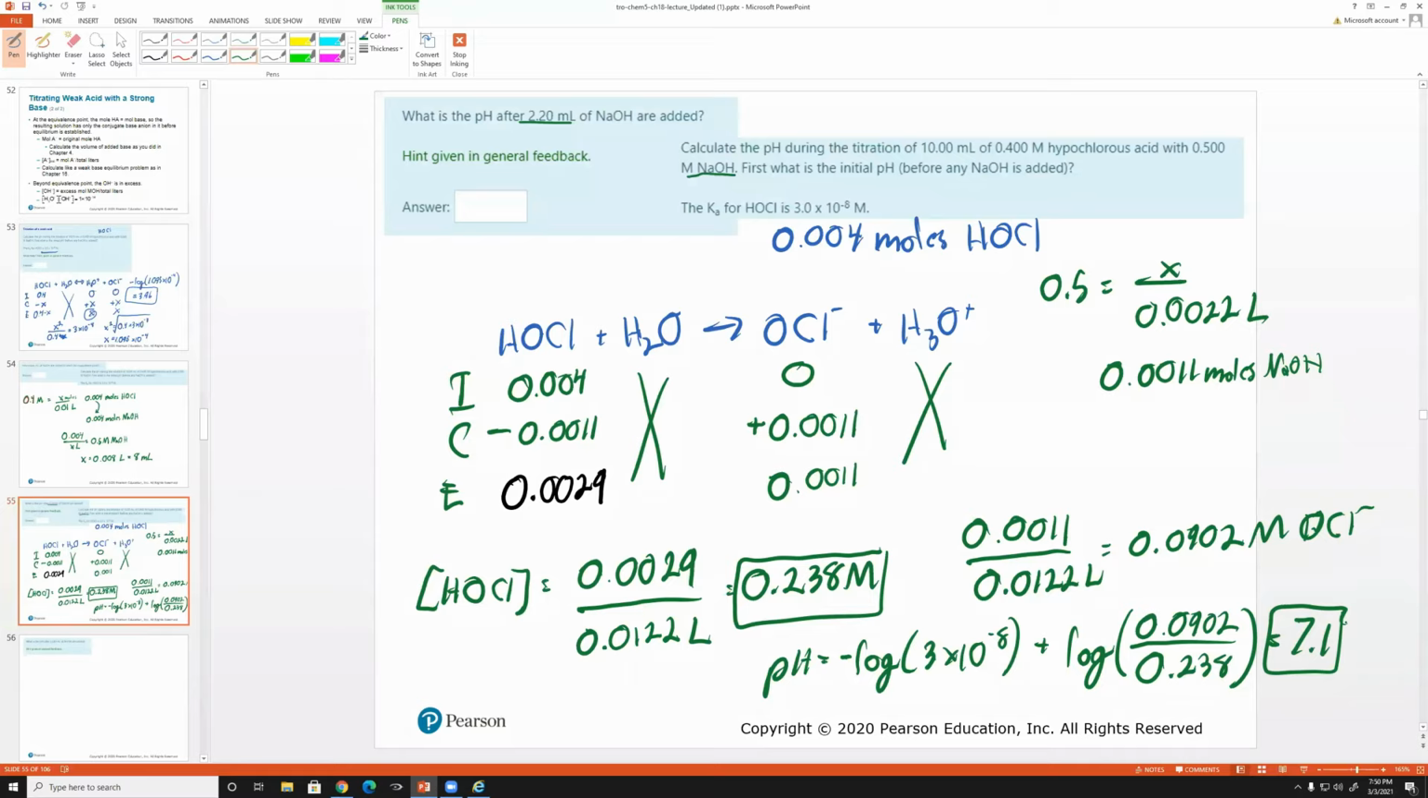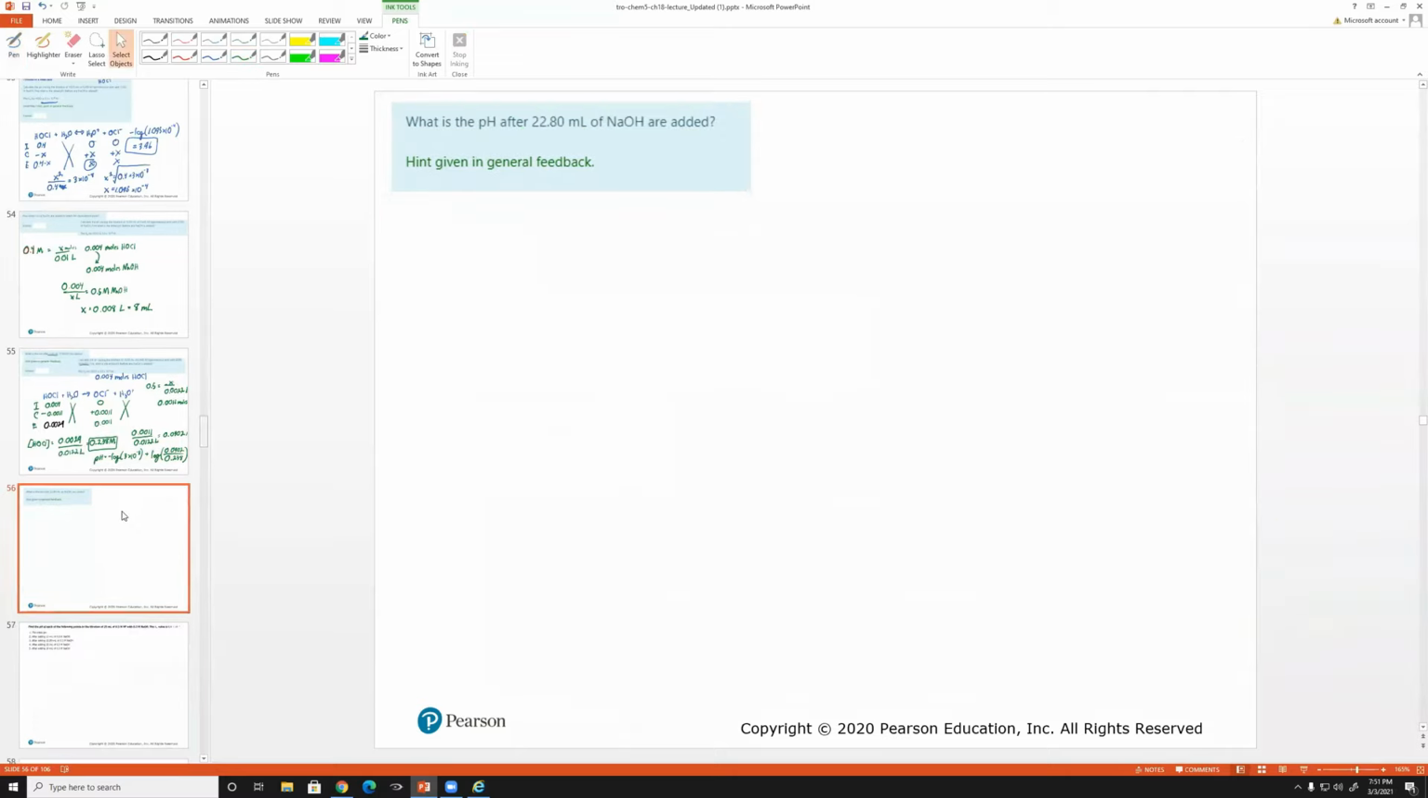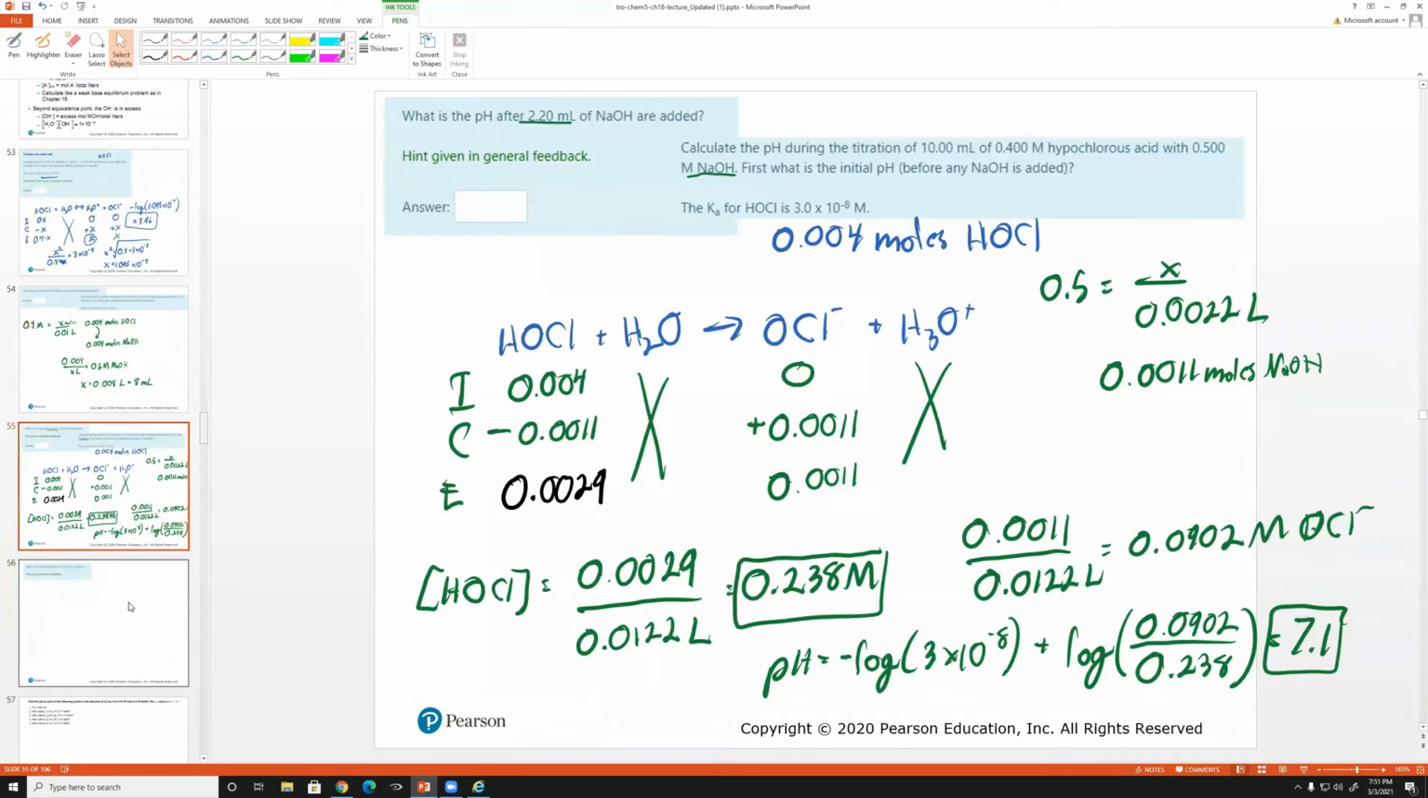Okay, so 7.1. All right, it's not a very good buffer. Oh, wait, that makes sense. Well, it's only 10 mils, and it's more concentrated. So I guess that makes sense. We're almost there already. Okay. Yeah, actually, that makes sense.